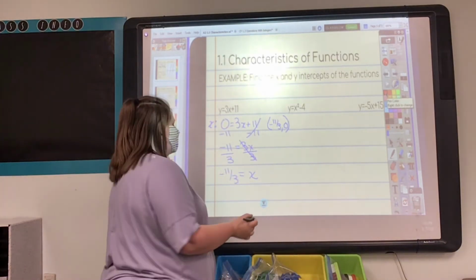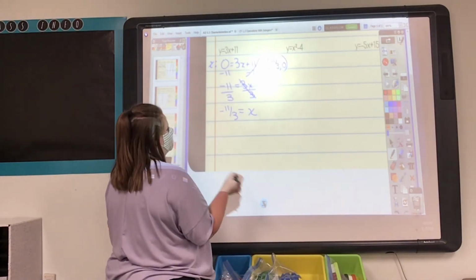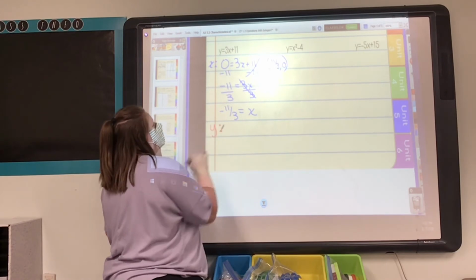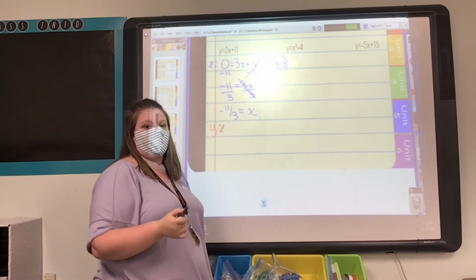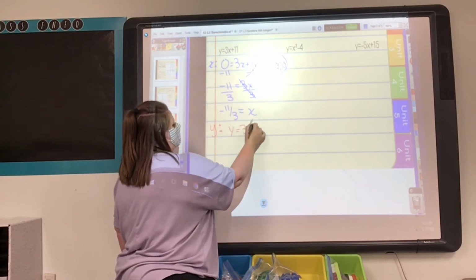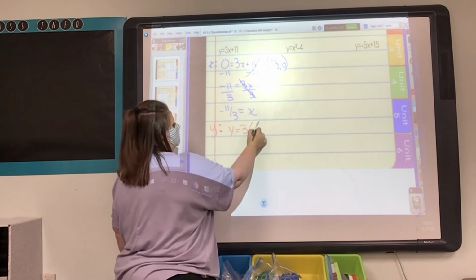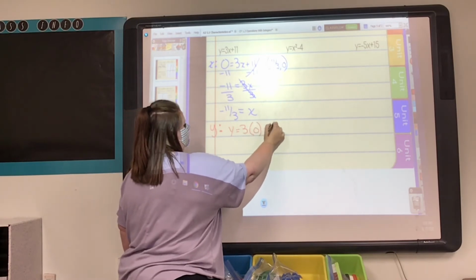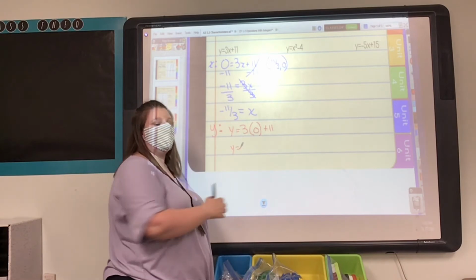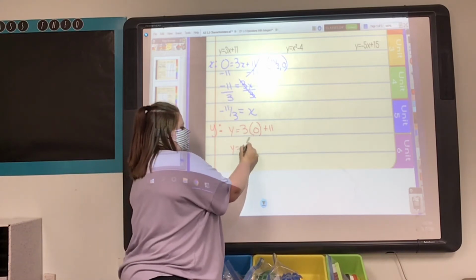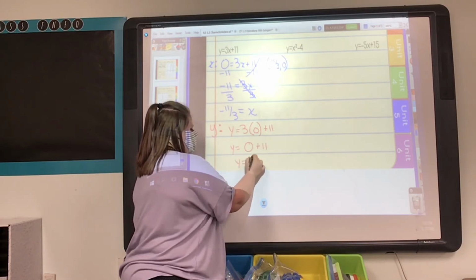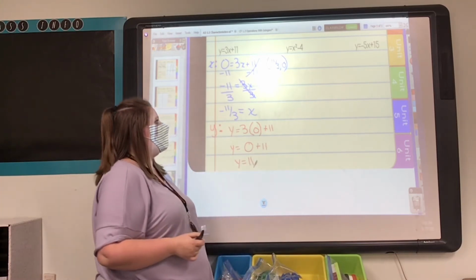All right, then I might have to give myself more space. Okay, for the y-intercept, we're going to replace x with 0 and solve for y. So we have y equals 3, replacing x with 0, times 0 plus 11. To solve for y, now all we have to do is simplify. 3 times 0 is 0. Then we bring down our plus 11. 0 plus 11 is 11. So that gives us our y value.